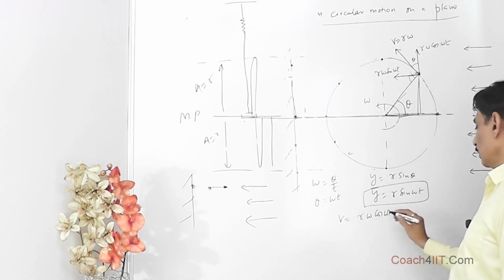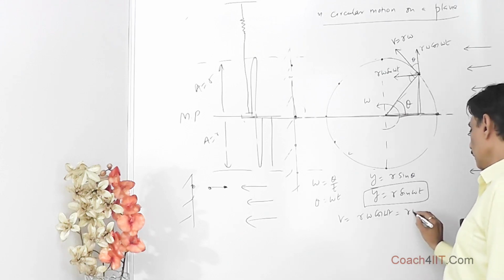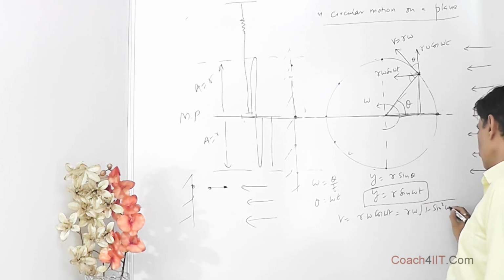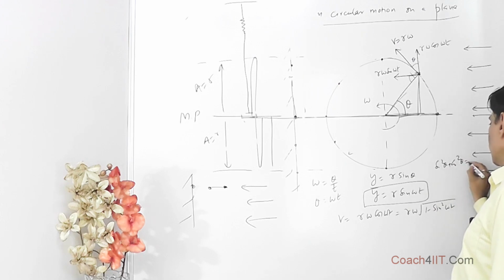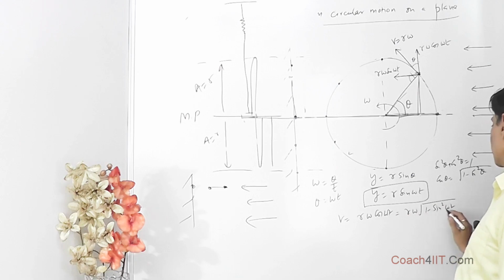So if we put it like this, it is r omega times the square root of 1 minus sin square omega t, because we know sin square theta plus cos square theta is equal to 1, so cos theta is equal to the square root of 1 minus sin square theta. Similarly over here, cos omega t we have put as the square root of 1 minus sin square omega t, so this comes like this.